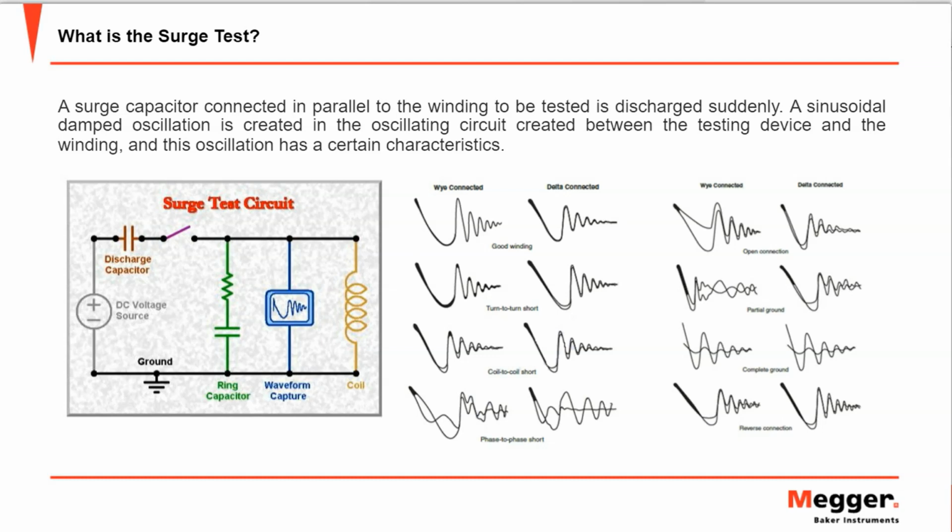So that oscillation has a characteristic shape that is going to tell us what kind of problems we have. So here you can see a graph of different problems of windings during the surge test, but this information was used in the past when we didn't have the right tools, and we were using only visual tools as information for diagnostic.